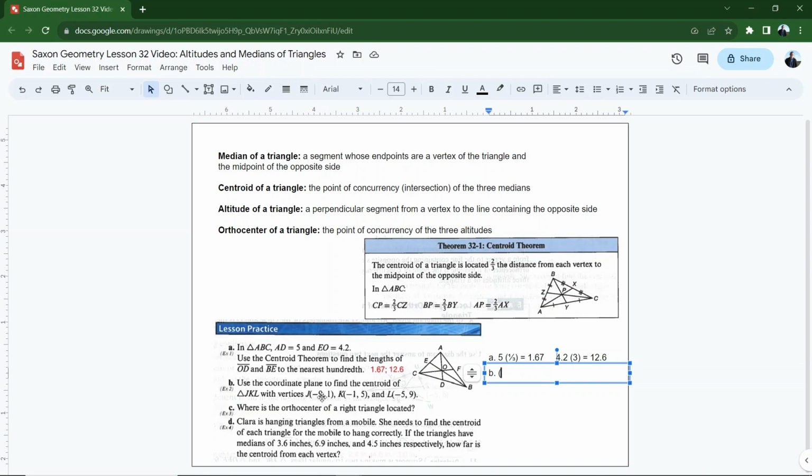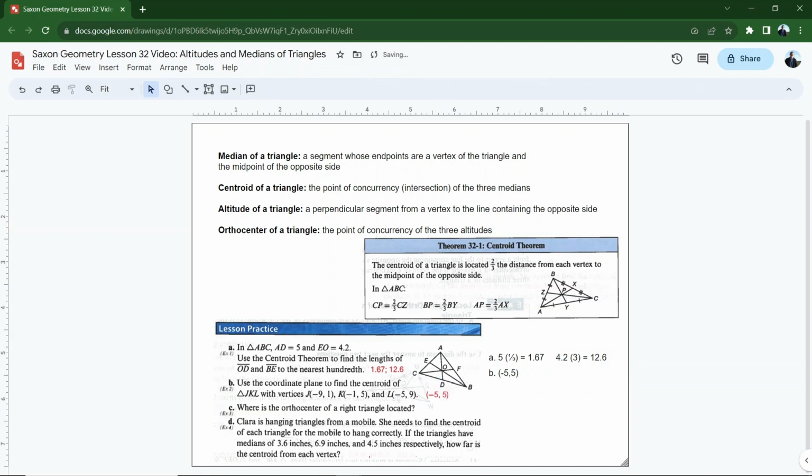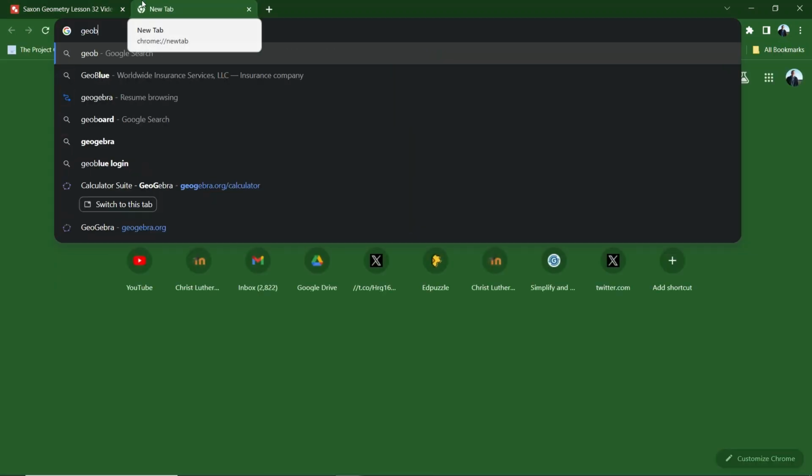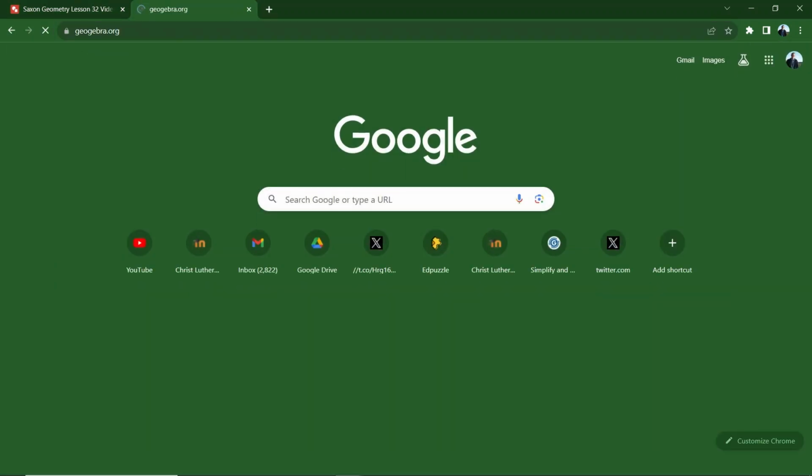So -9 plus -1 plus -5 is -15. -15 over 3 is -5. That's my x coordinate of my centroid. 1 plus 5 is 6, plus 9 is 15. 15 divided by 3 is 5. That's my y coordinate of my centroid. Well, let's see if I'm correct. Yes. So that formula works, but let's see if GeoGebra gives us the same results.